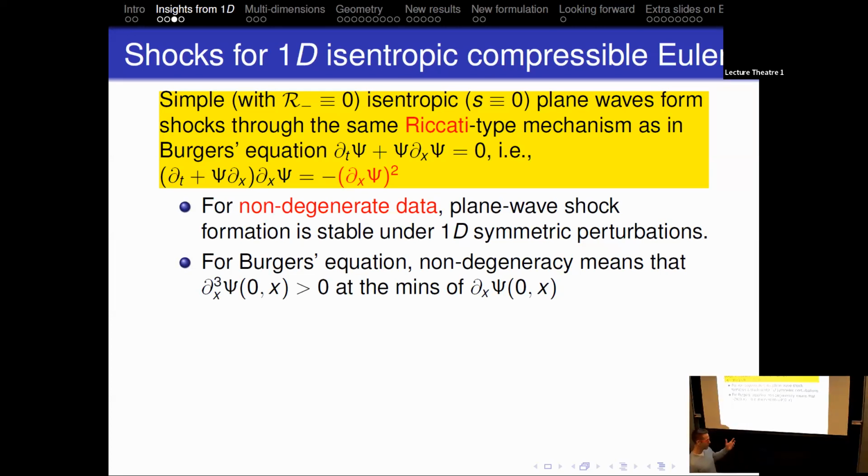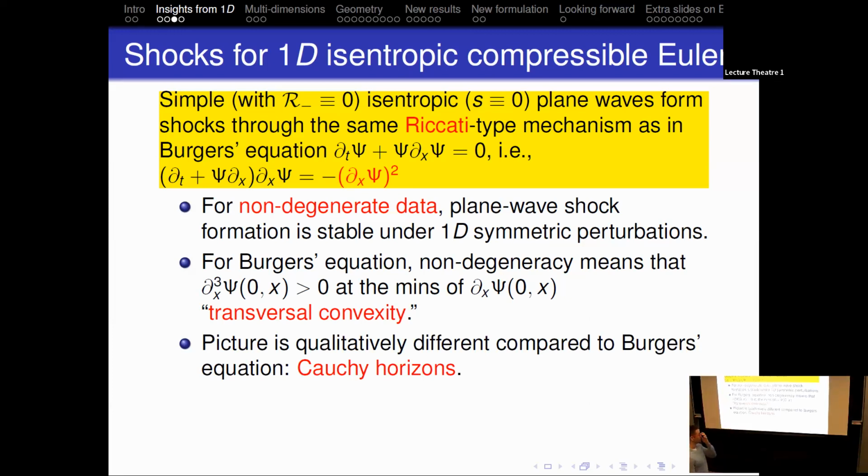One way to think about the non-degeneracy in the context of Burgers is that at the minimums of the x derivative of the initial data, these will correspond to singular points in the flow for Burgers' equation. The third derivative of the initial data should be strictly positive. And so later in my picture, I'll return to this non-degeneracy condition. This is not satisfied by all solutions, certainly. Okay. We call this transversal convexity for reasons that connect to the pictures that I'll show you.